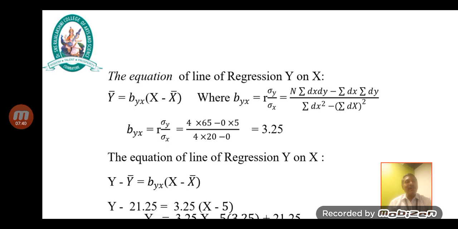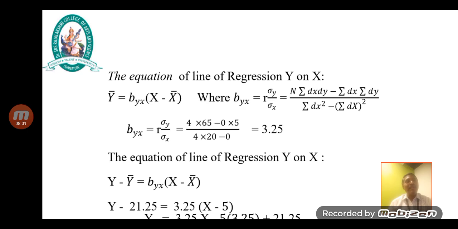Therefore we find the slope, the regression coefficient byx, which is equal to r sigma y by sigma x. When you substitute all these values, 4 into 65 minus 0 into 5, divided by 4 into 20 minus 0, that is 4 into 65 divided by 4 into 25, we get 65 by 20, which is equal to 3.25.